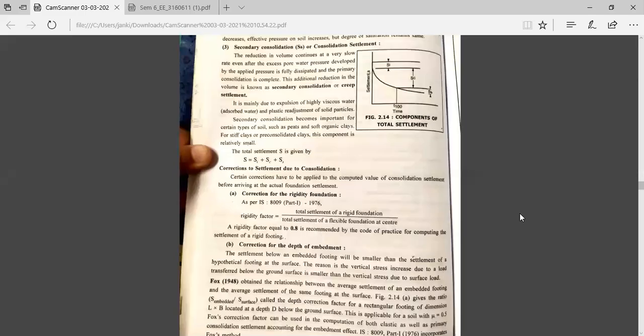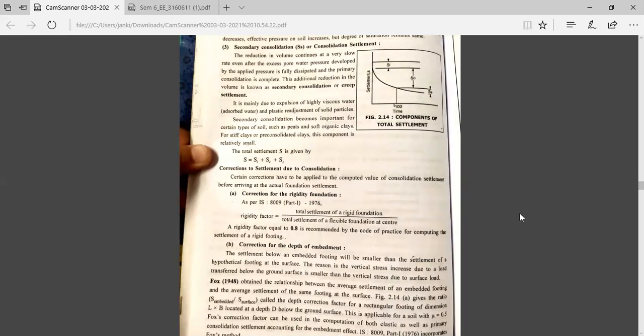Okay, so continuing our previous lecture. There are corrections to the settlements due to consolidation. The first one is a correction for the rigidity of foundation. As per IS 8009 Part 1, 1976, the rigidity factor is equal to the total settlement of a rigid foundation divided by the total settlement of a flexible foundation at the center. A rigidity factor equal to 0.8 is recommended by the code of practice for computing the settlement of a rigid footing.